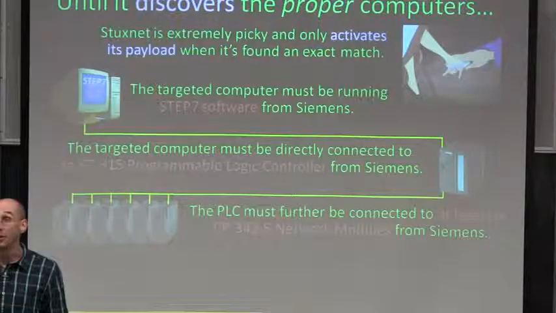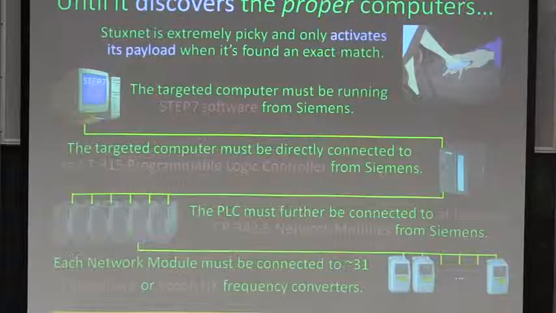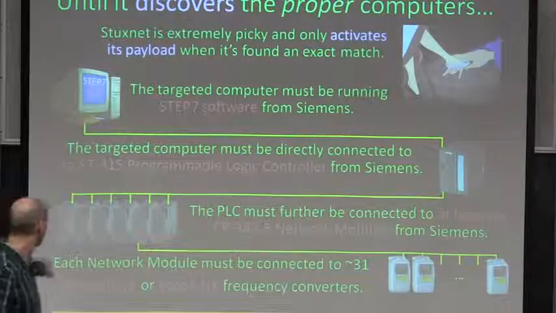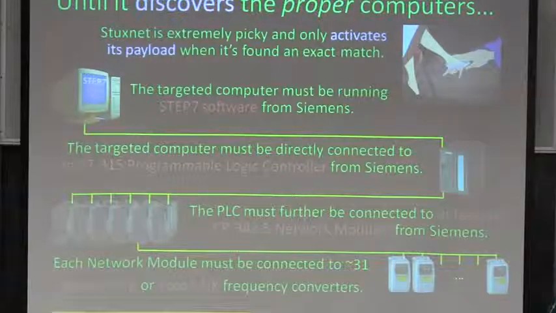And are there enough of you? Okay, are enough pieces of hardware connected? And finally, each network module had to be connected to roughly 31 Fararo Paya or Vacon NX frequency converters. These are the things that up the frequency so you can spin faster. Okay? It looked for all of these requirements.